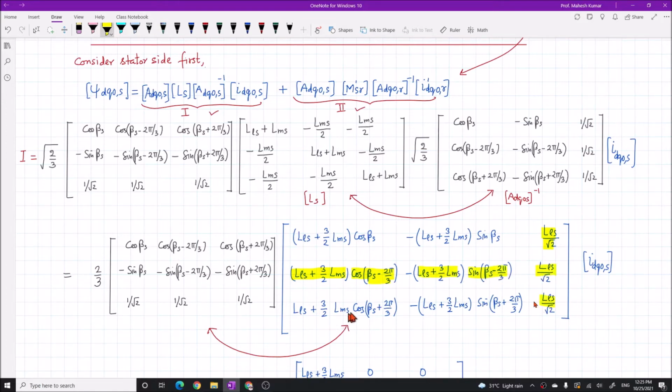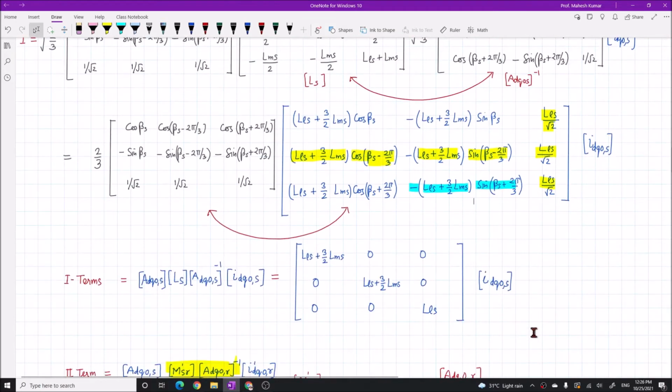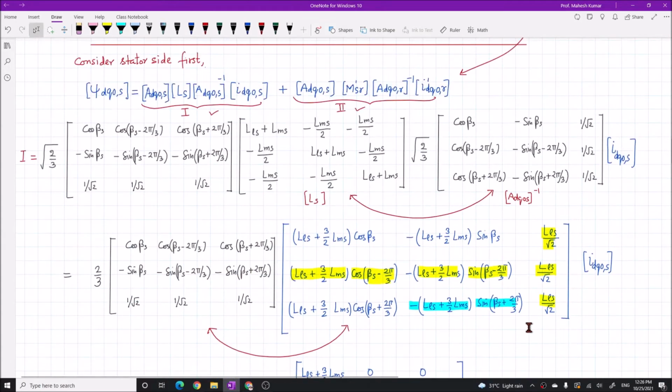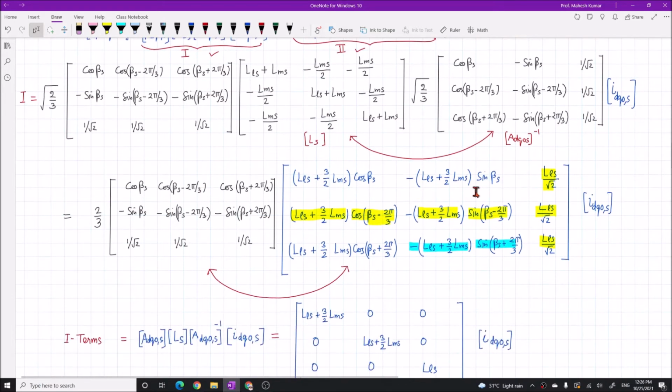And now in the third row we have cos beta S plus 2 pi by 3. Put this bracket here. This element is minus sine LLS plus 3 by 2 LMS sine beta S plus 2 pi by 3. It will take time to simplify each element, but you do it by yourself and verify what I have given as the final result of the multiplication of these two matrices. Then this matrix has to be multiplied by ADQ0S, this one.